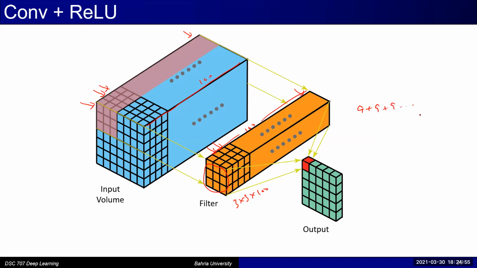How many multiplications? 100 times. You add all of these values. This is not the number, this is the number of multiplications. 9 multiplications plus 9 multiplications, 100 times, and then you will get this single value. Okay, one value, and then you will move the filter one position to the right.